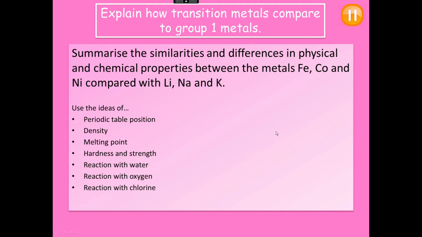Right, here we go with the question. So you're going to pause the video, copy this title. You don't have to copy the whole question. The question is kind of contained in the title. Explain how transition metals compare to group 1 metals. But make sure in your answer you refer to iron, cobalt, and nickel. Refer to lithium, sodium, and potassium, because that is a specific example in this question.